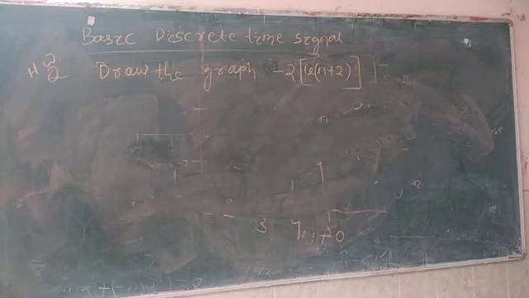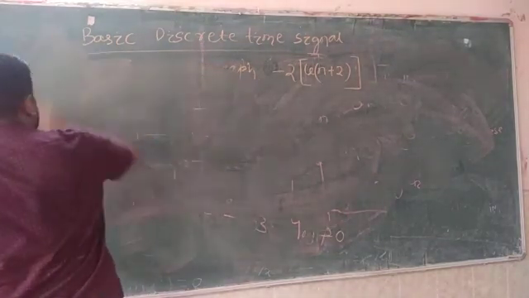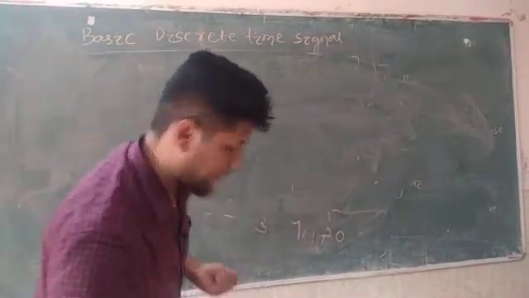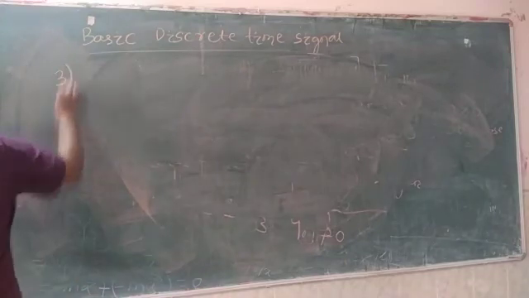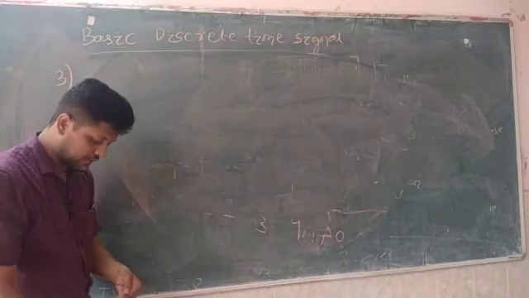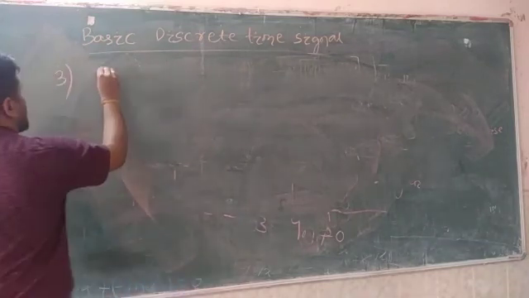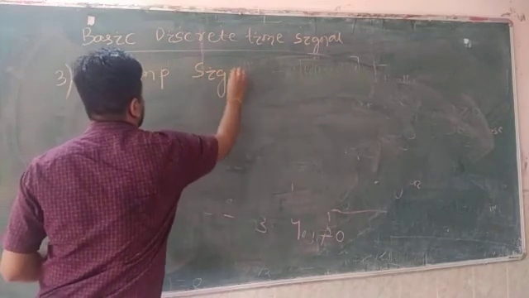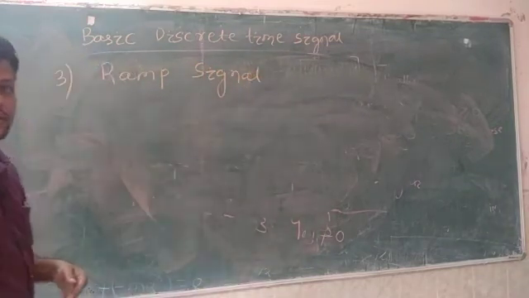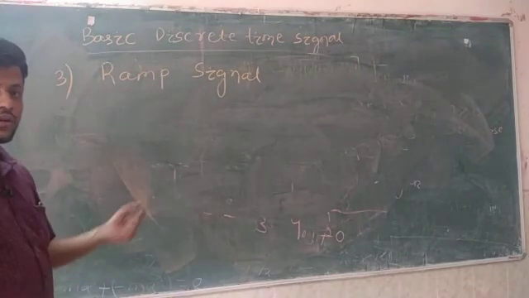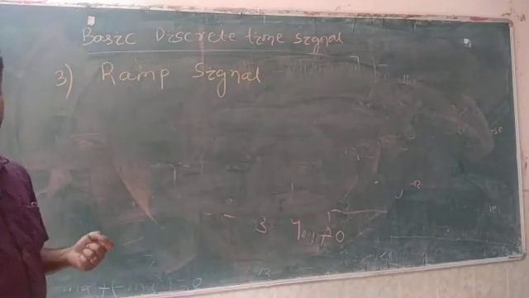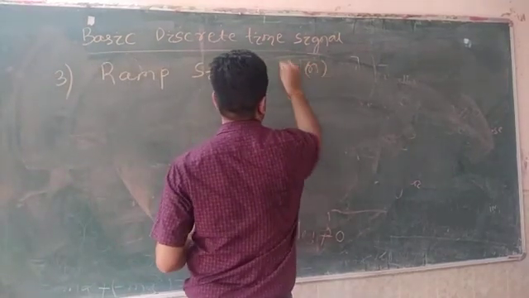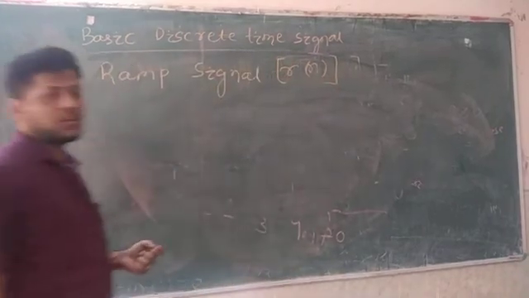So the next signal we will study, the third signal, is your ramp signal. Step is represented as u of n, your impulse is represented as delta of n, and your ramp is represented as small r of n.